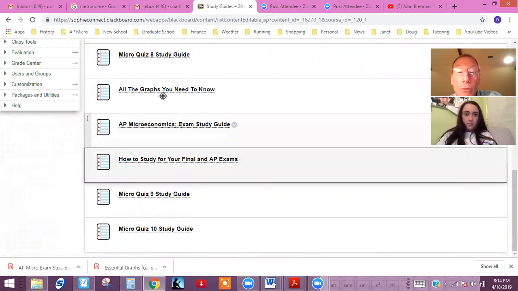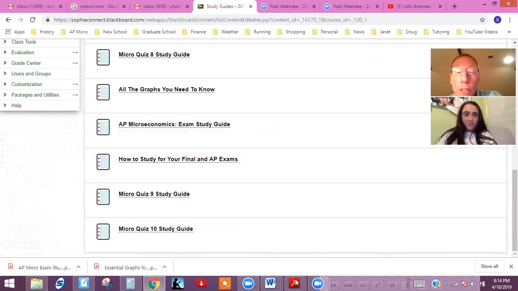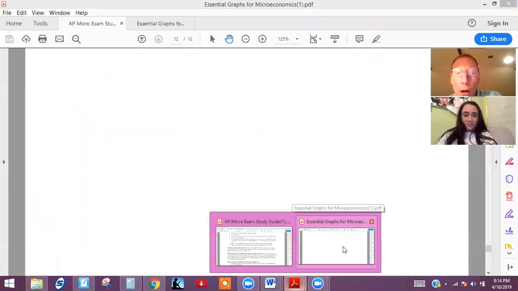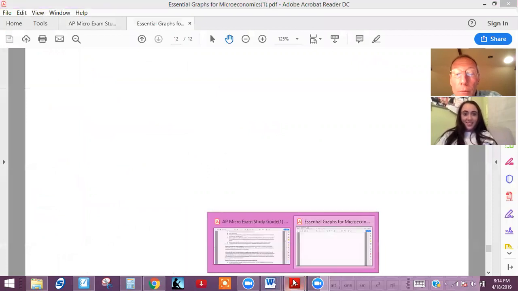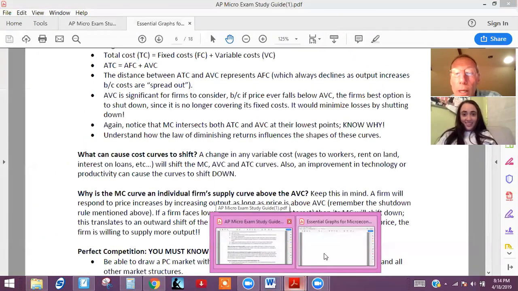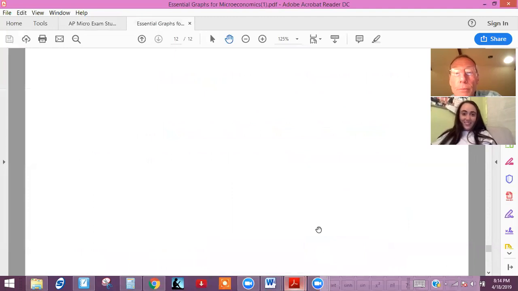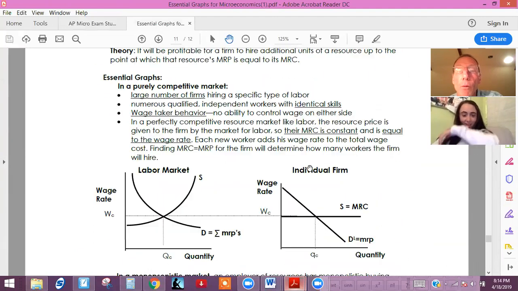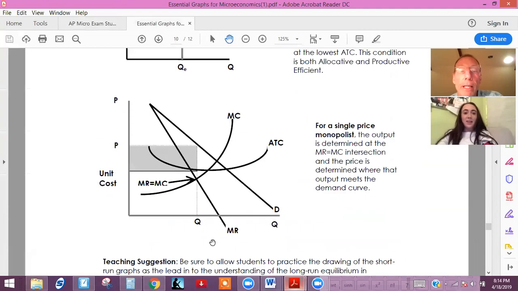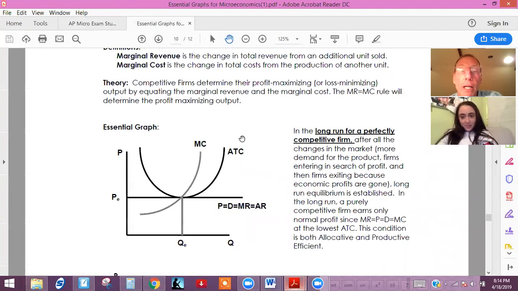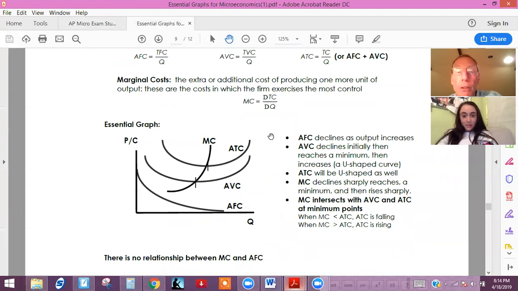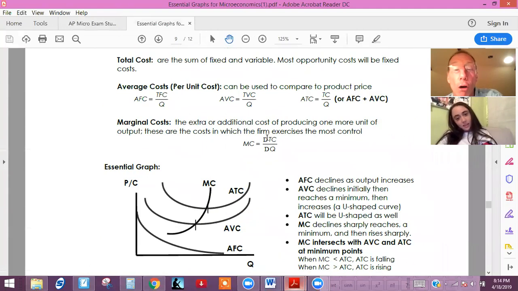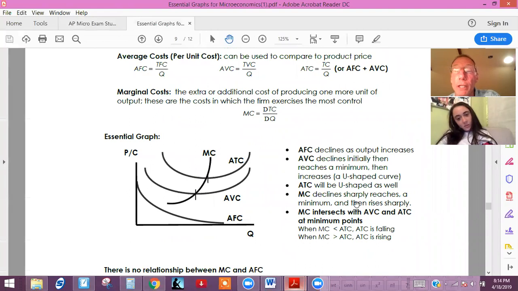So this one, for example, all the graphs you need to know, every one of them. This is a really great study tool, just to carry around with you, because you want to be able to sketch all of these, and then explain what's going on.